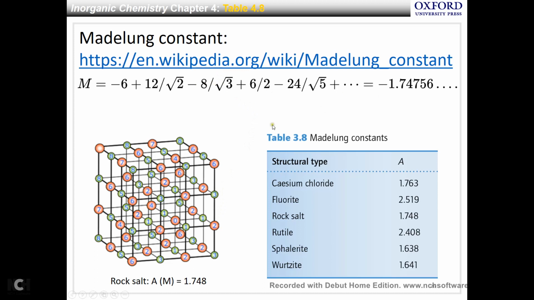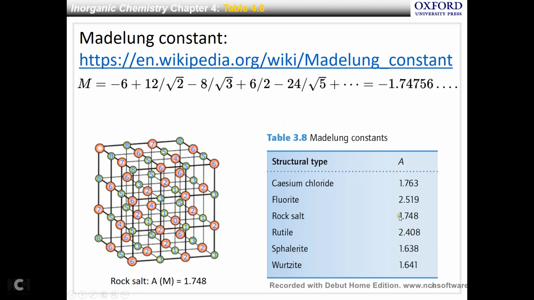And then we keep going. You will see we keep going. And then we have an infinite series. If you sum up all those numbers, you will get negative 1.748. This is the Madelung constant for this rock salt structure.